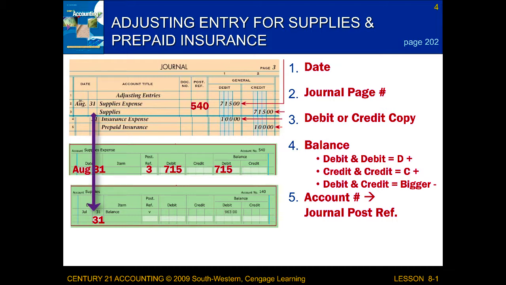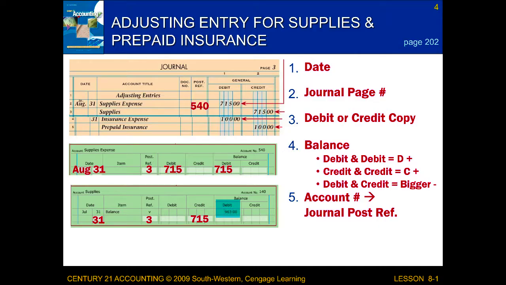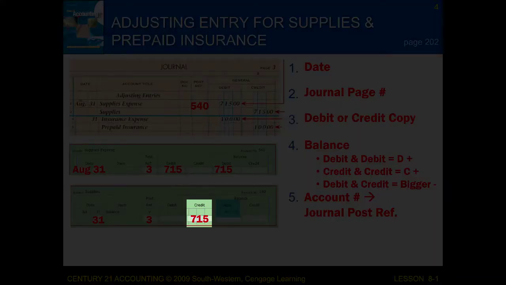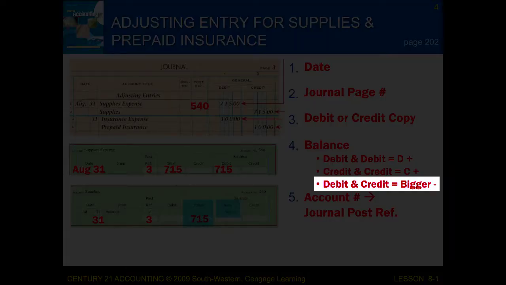So I'd write my date, which is the 31st, my post reference coming from page 3. Supplies is a credit, so I'm going to copy the credit down into the credit column, 715. And here's an example where there's a pre-existing balance. The pre-existing balance was a debit, and my current number is a credit. So if I look over here on my cheat sheet, I see that if I have a debit and credit, I'm going to put my answer in the column with the bigger number, and I'm actually going to subtract.